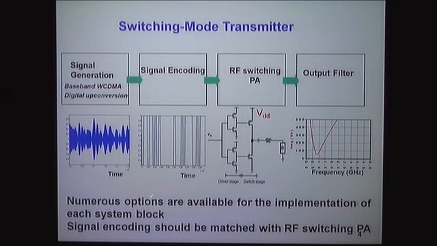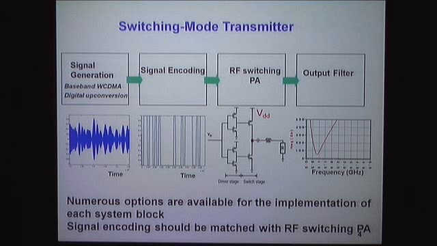Now, there's numerous options for implementing each of these blocks, and also the signal encoding should be matched to the RF switching PA. Certain topologies of RF switching PAs can accept certain types of modulation schemes, particularly digital schemes, and certain others can't. The reason for the voltage mode Class D is primarily because it can accept almost any. Particularly, it can do pulse width modulation. Many of the switch mode PAs do not accept pulse width modulation.